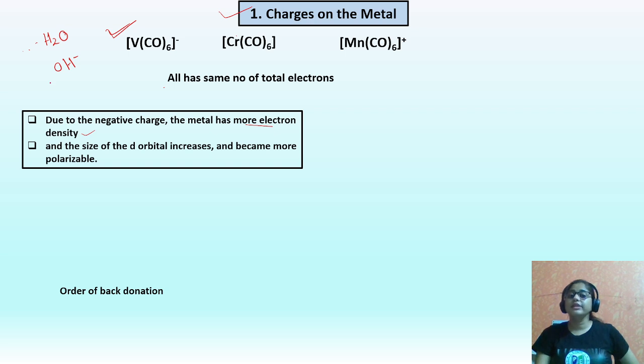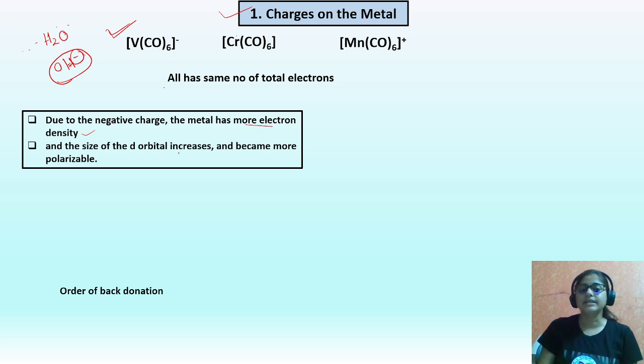So which one will be a good nucleophile? OH minus. As a nucleophile, we know it donates electrons, it attacks through its electron density, right? As it has a lone pair, it can attack. But as it has the extra negative charge, an extra lone pair, the attack will be easier and faster, because it is not stable. So due to the negative charge, the metal has more electron density, and the size of the d orbital increases and becomes more polarizable so that it can donate in an easy way.